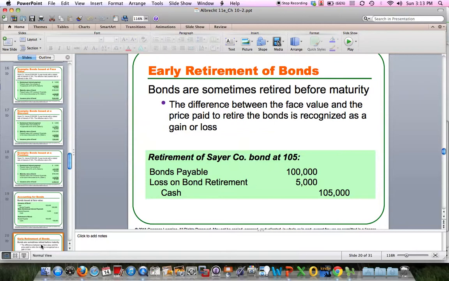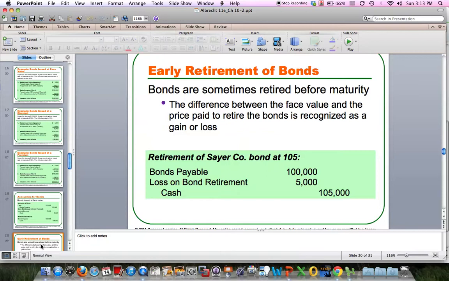I should also tell you that there's some sample journal entries for selling bonds and paying interest and all that on page 469 and 470. Just want to make sure you're aware of those and take a look at those. Also be aware that you can retire a bond early, just like we said, and the same entry that you see here is on the top of page 471.